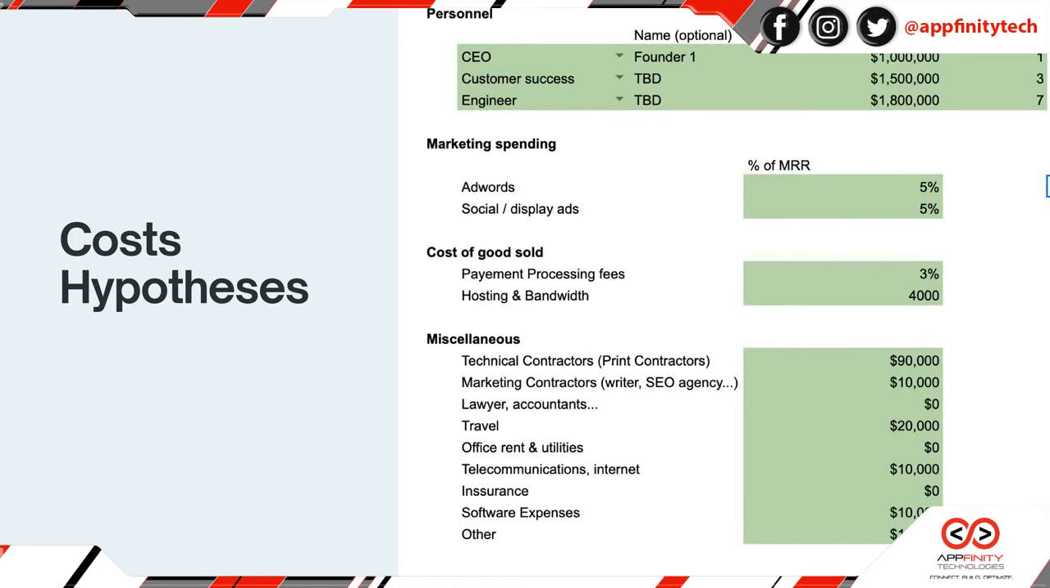Now, the miscellaneous, we're talking about customer technical contractors, for persons or partners who are going to be doing the PVC cards, who are going to be printing these cards. We're looking at $90,000 per month to pay for these cards to be printed. Marketing contractors, so if we're going to be doing search engine optimization, etc., we're looking at $10,000 per month to ensure this is adequately done. And we have travel and a few other utilities in there as well.